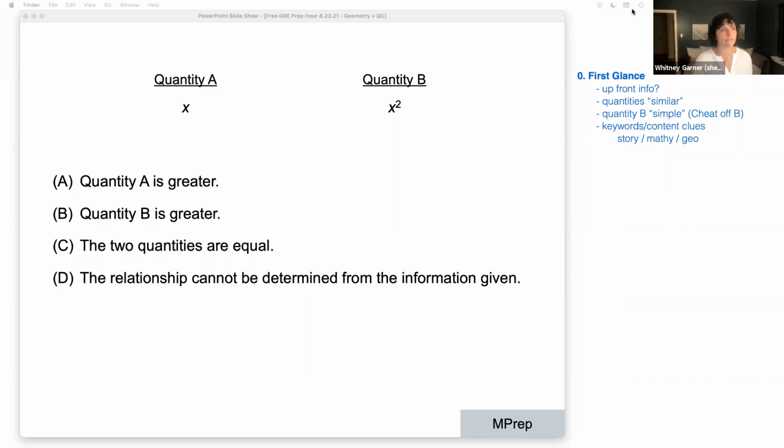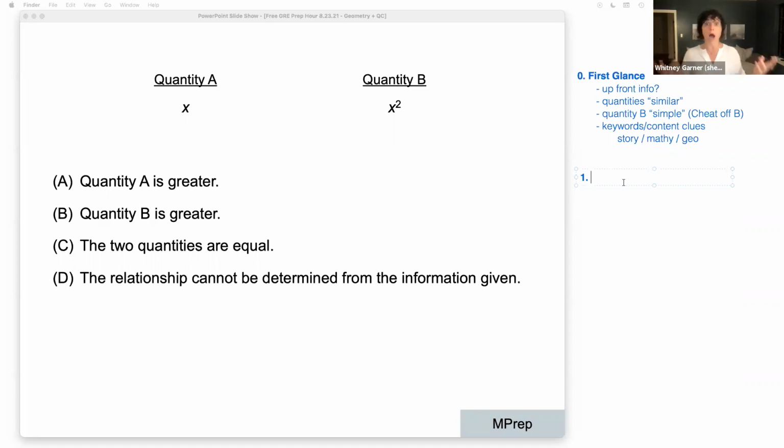Okay, so once we've got our first glance sorted out, our first step, and here's my big thing about just quant in general on the GRE, is this idea of, can I be curious? Can I be curious and, instead of assuming that I'm supposed to know something, try to determine whether there is a way to know it?